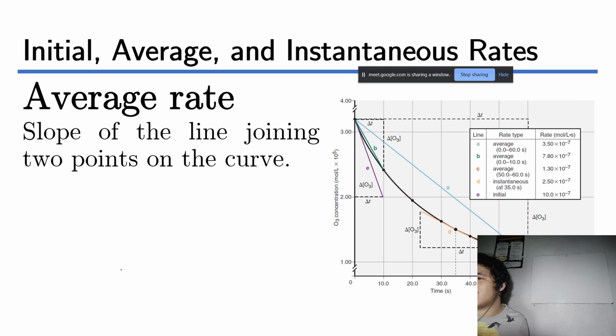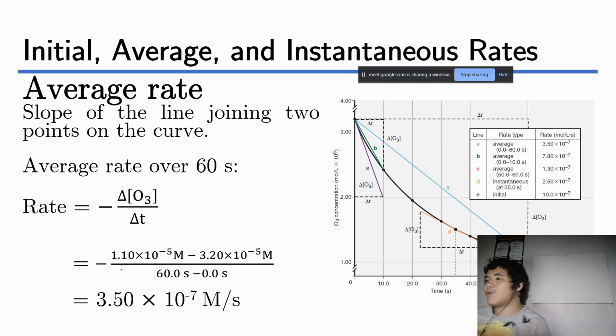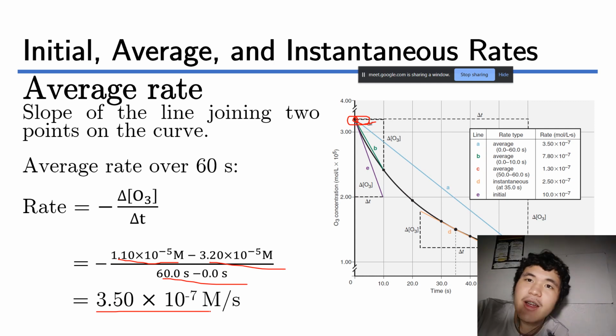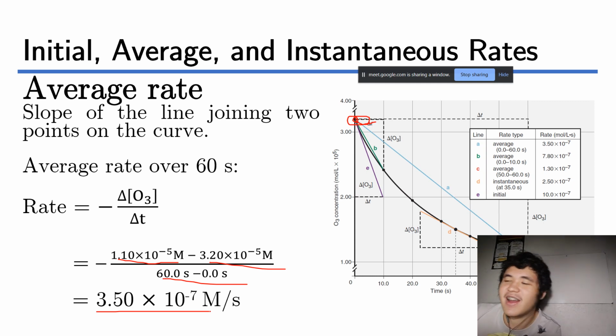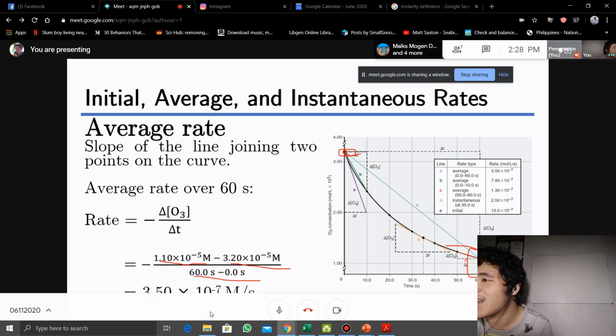We have different types of reaction rates. So unang-una, average rate. Ito yung slope of the line joining 2 points on the curve. So example, average rate over the first 60 seconds, we take this and that. So, ayan, final minus initial over change in time. We'll get 3.5 times 10 to the negative 7 molar per second. Gets naman? Okay naman? Yes, sir. Okay, sige.